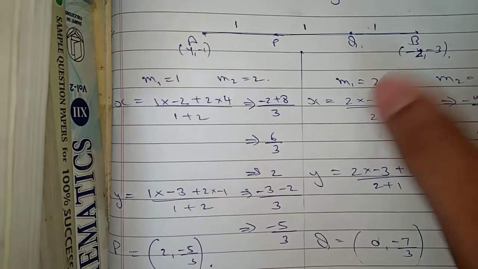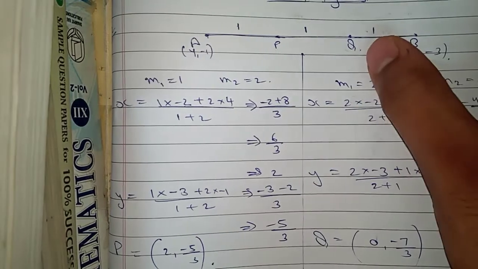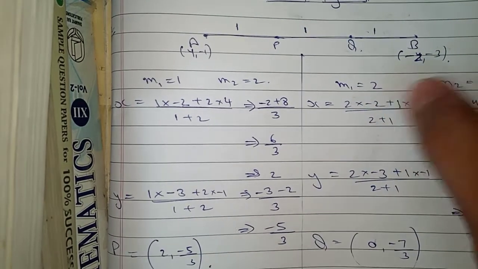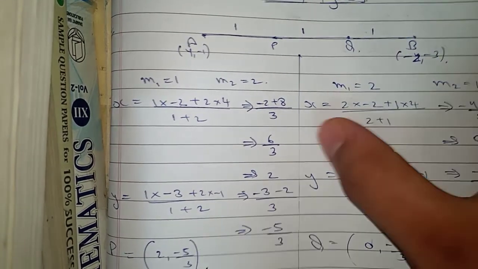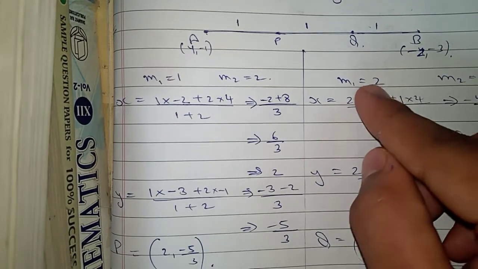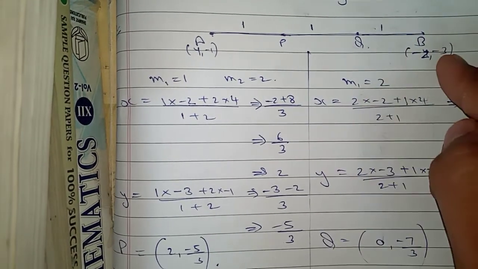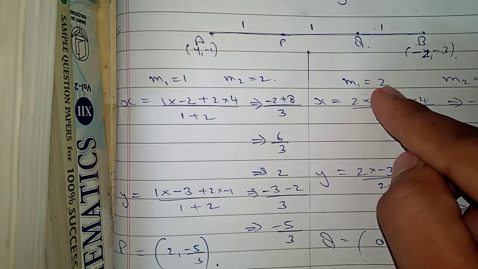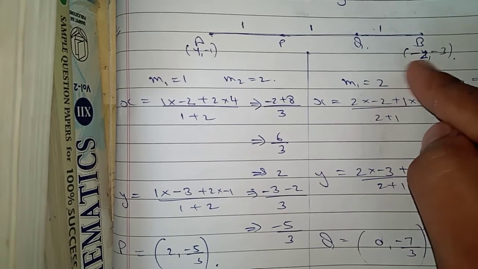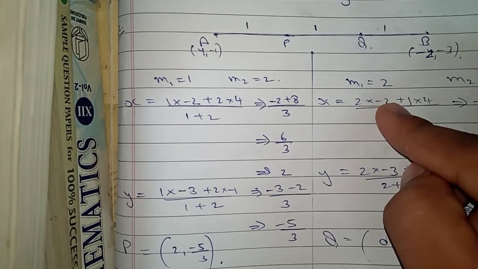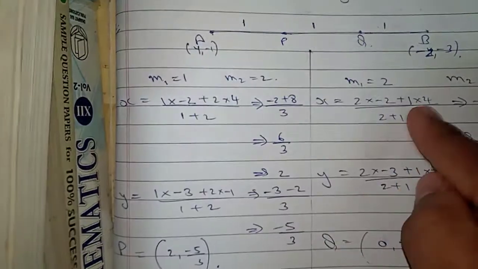Now for the point Q, M1 is what now? 2, M2 is 1. Similarly you can find, look at that, M1 X2, X2 we have to find out, 2 into minus 2 plus 1 into 4 divided by 2 plus 1.